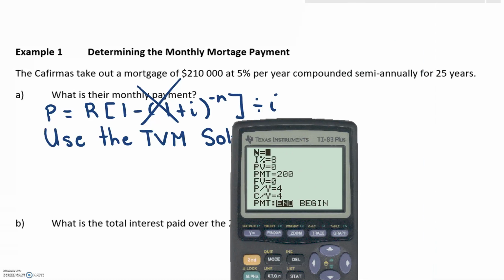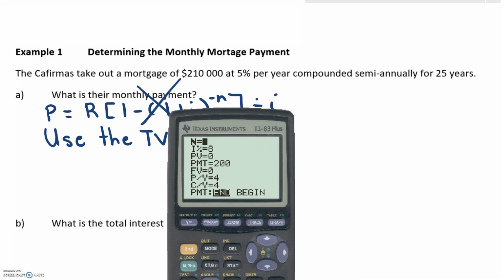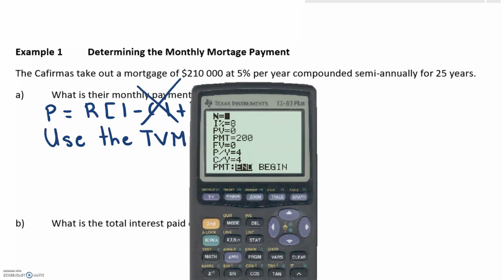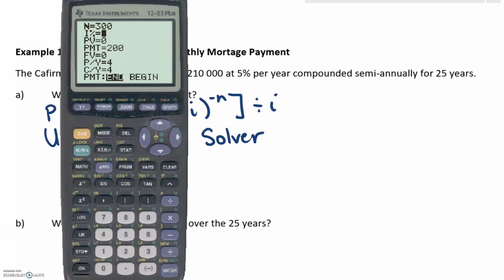So remember that N is actually the number of payments. So you have to make sure, the number of payments. In this case, your mortgage is out for 25 years, and you're making payments monthly. So that means you have to multiply 25 by 12. It gives you a total of 300 payments over the 25 years.